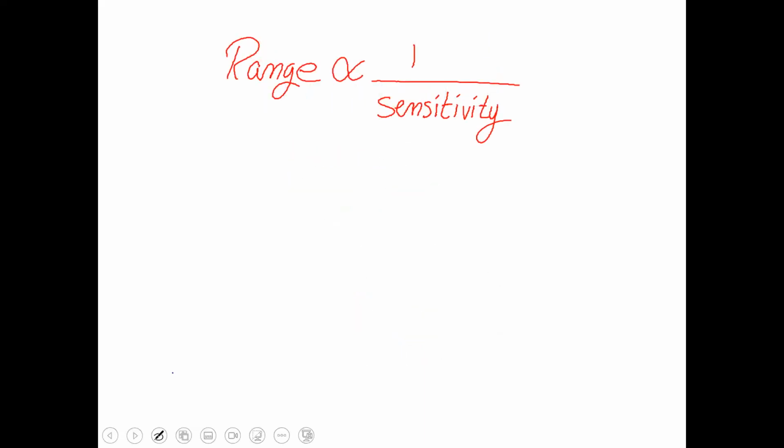Range is inversely proportional to sensitivity. Range and sensitivity are inversely proportional. So when you increase the range, sensitivity will decrease. Now you have to copy this screen.